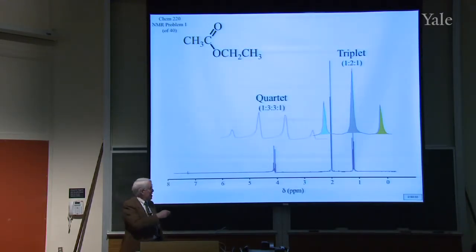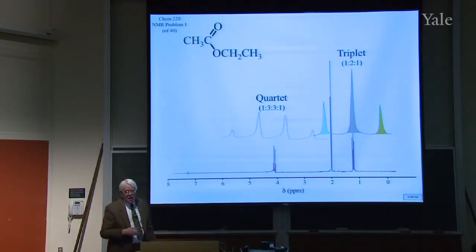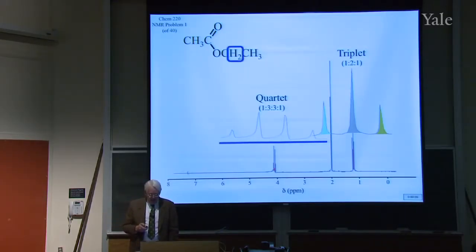Now, how about this thing here? That's a quartet. And we can figure out how that works too. That's the CH2s. Why are they shifted downfield? Why did they come farther to the left from where the methyl group was?